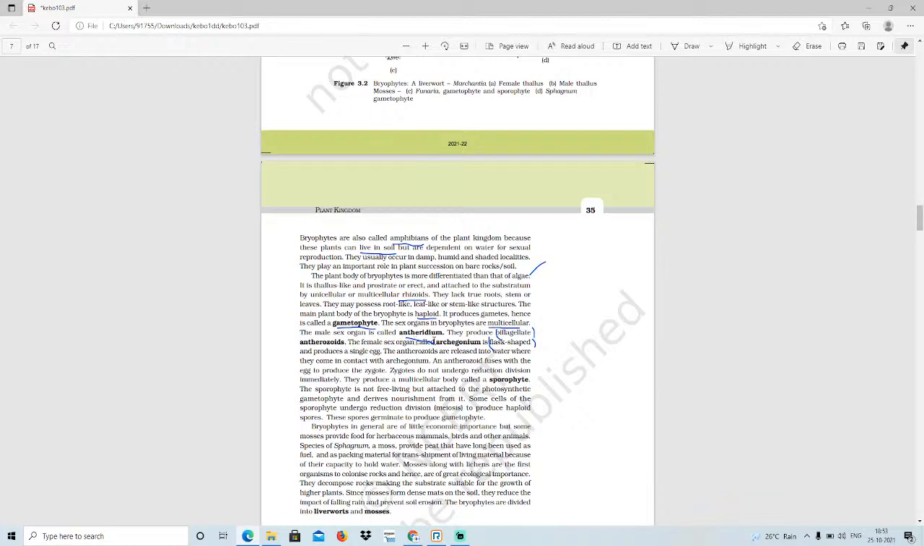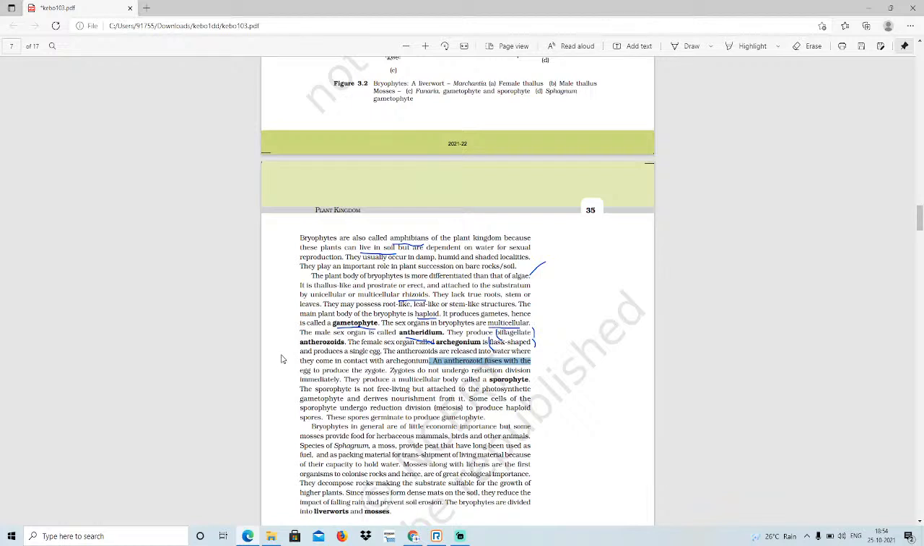And then the sex organs in bryophytes are multicellular. Okay, so that's what they're saying. The male organ is the antheridium, which produces biflagellate antherozoids, and the female organ is called the archegonium, which is flask shaped and produces a single egg. The antherozoids are released into water, where they come in contact with the archegonium, and an antherozoid fuses with the egg to produce the zygote. And zygotes do not undergo reduction division immediately, so that means that the zygote does not go into meiosis, but produces a multicellular body. The zygote produces a multicellular body called a sporophyte.